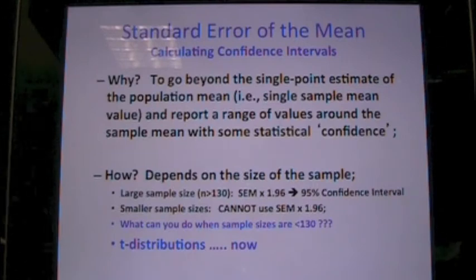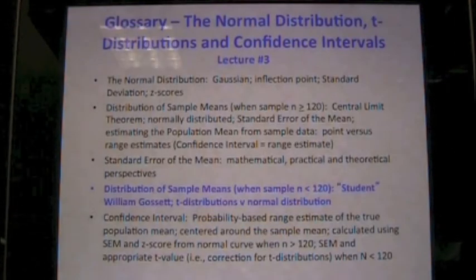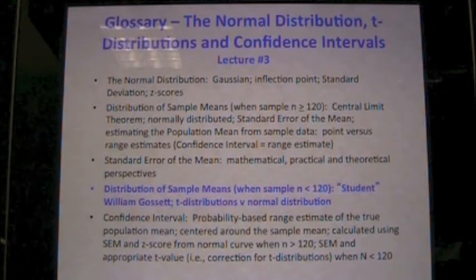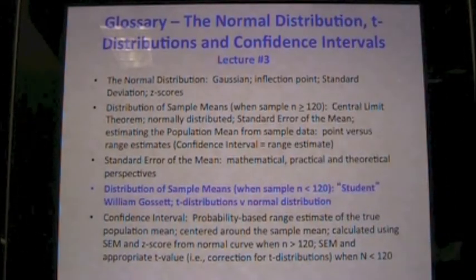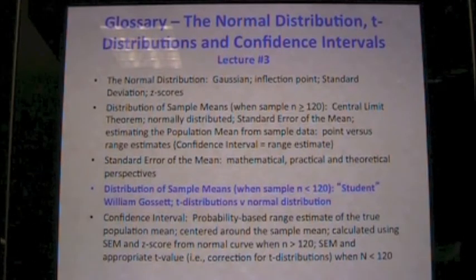And we'll try to show you why. If you have a smaller sample size, you have to use a t-distribution. And so now we're going to talk about t-distributions. We're talking about t-distributions, and as I said before, the distribution of sample means, different sample sizes, and we're going to talk a little bit about t-distributions versus the normal curve. We won't talk about Gossett very much in this video.